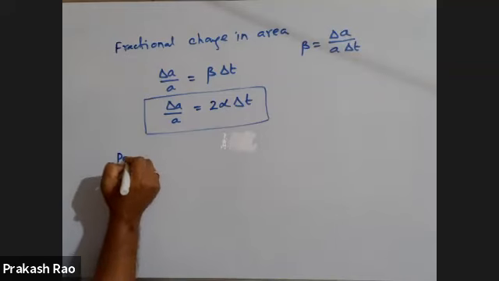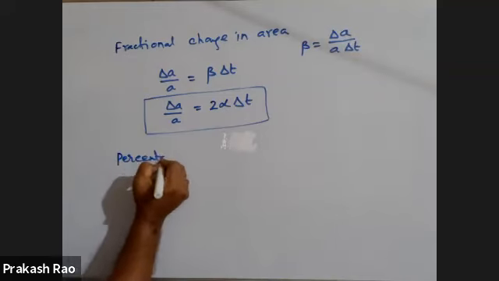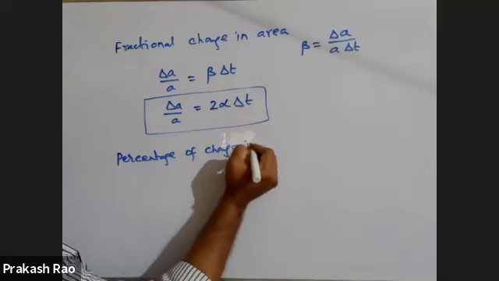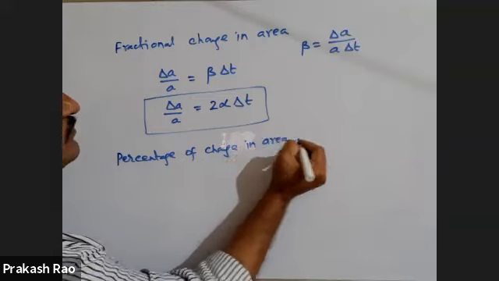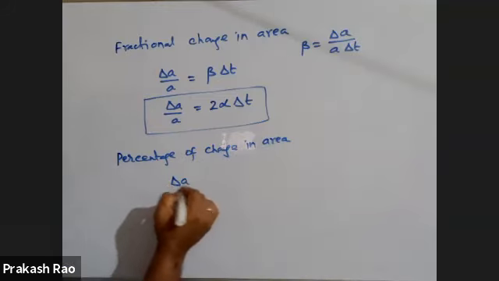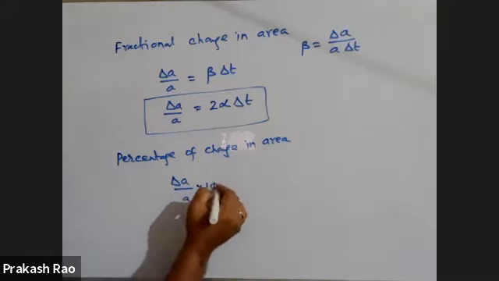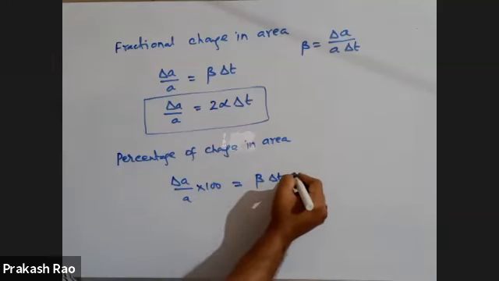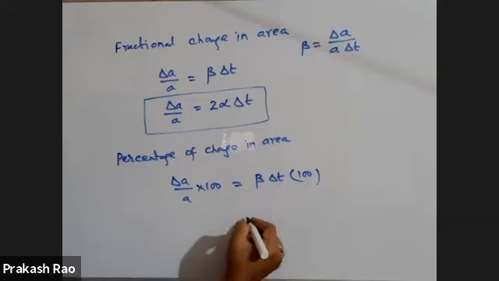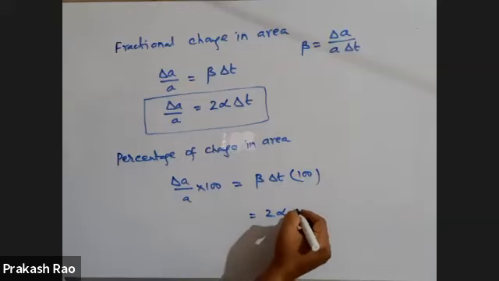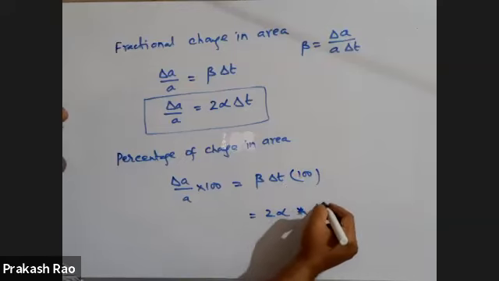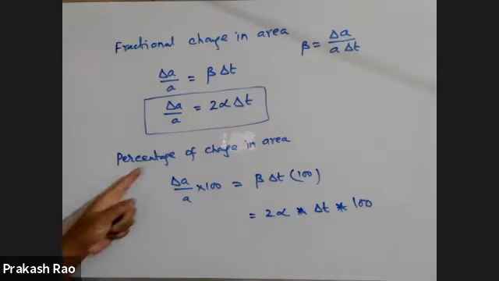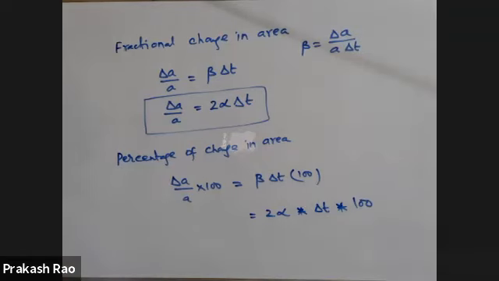Percentage of change in area. Delta A by A into 100 is nothing but beta into delta T into 100, which is nothing but 2 alpha into delta T into 100. This is the percentage of change in area.